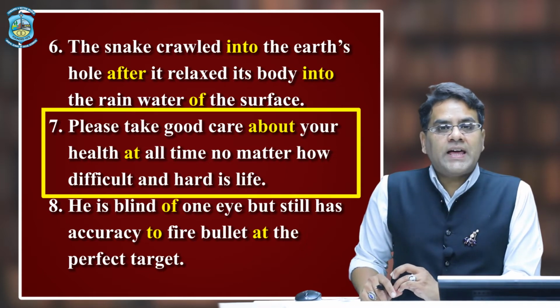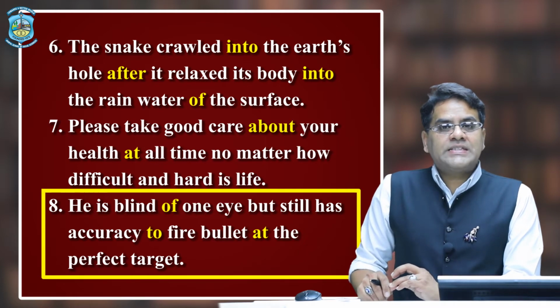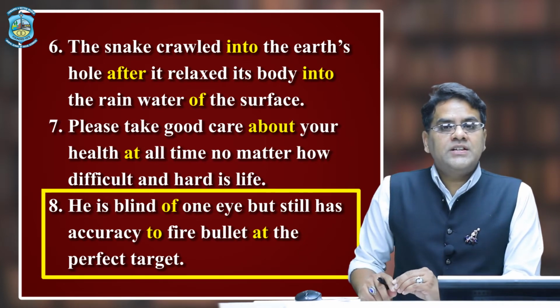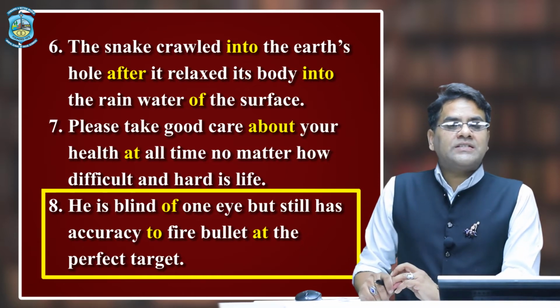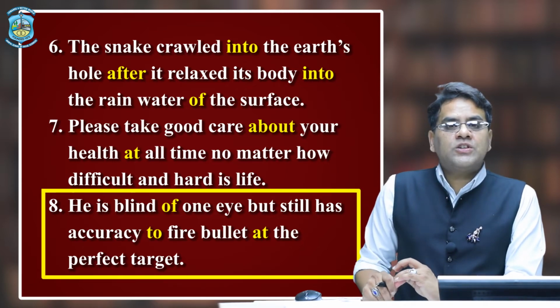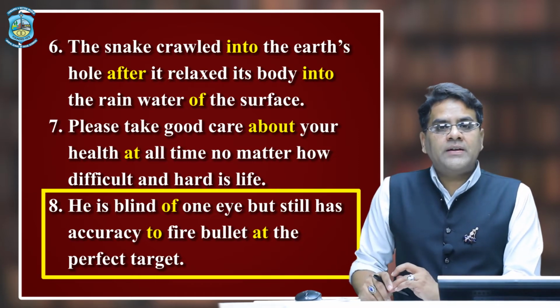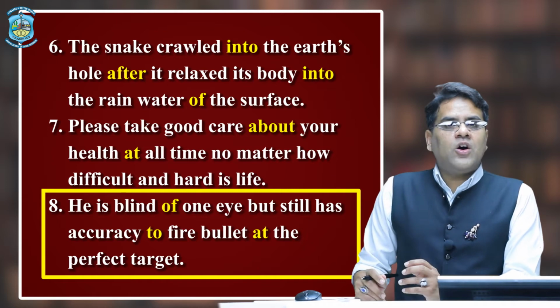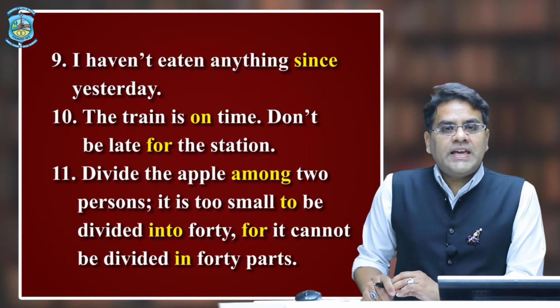Let us just proceed to another statement. "He is blind of one eye, but still has the accuracy to fire a bullet at the perfect target." Well, it is quite convenient that you can attach the preposition of with the two-word phrase one eye. So either you can attach about or of, it's not going to make any difference. Now the three remaining statements.